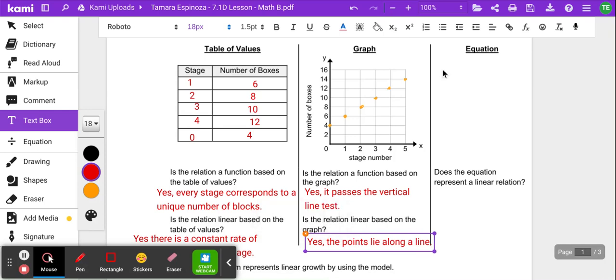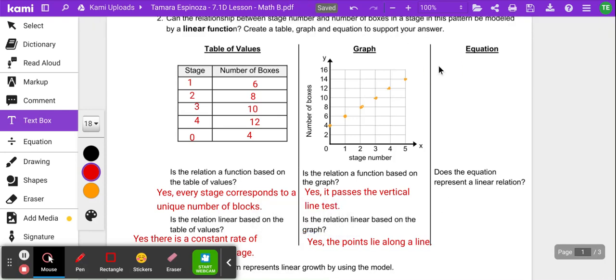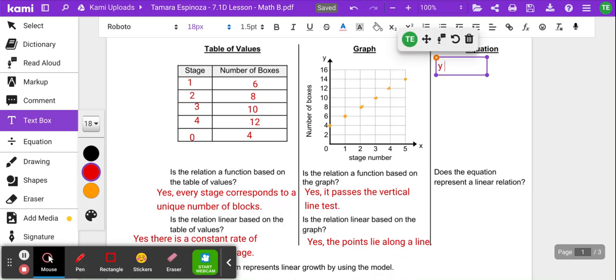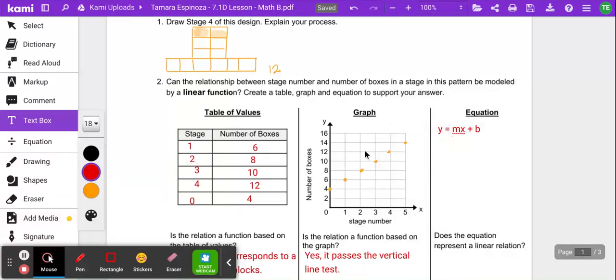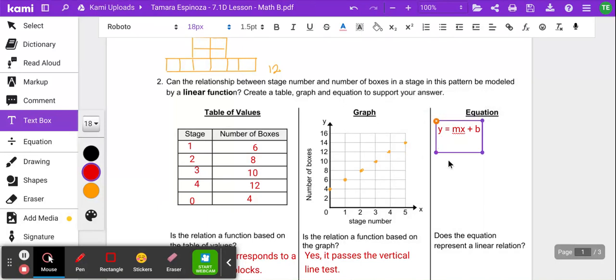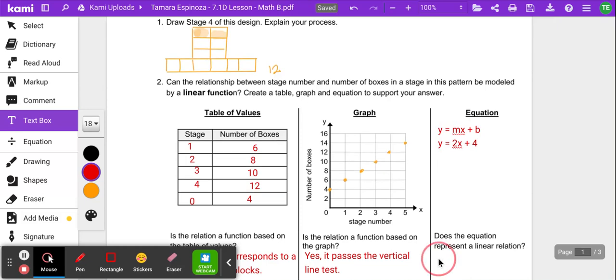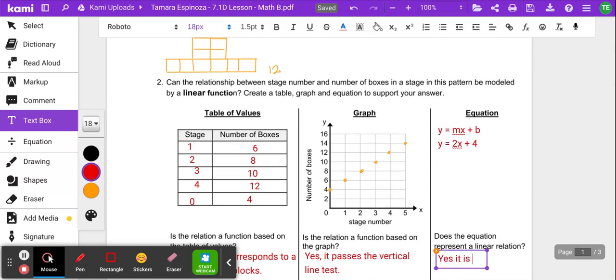Okay, so my equation, y equals mx plus b. I see that my y, which is the number of boxes, is equal to an increase of 2 boxes each stage, and my y-intercept is 4, because at stage 0 there would be 4. Yes, it is in the format of y equals mx plus b.